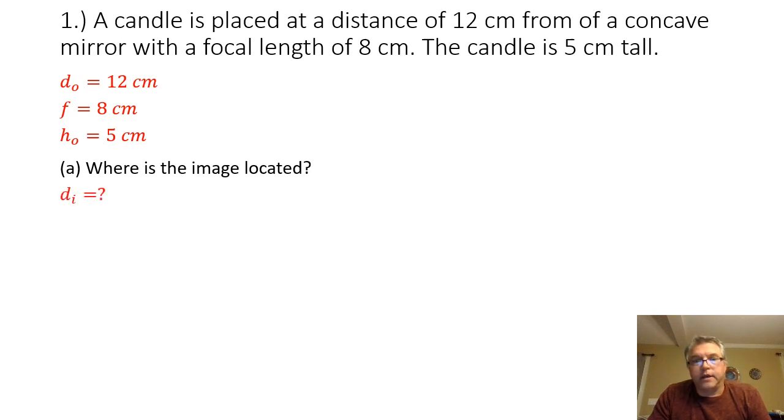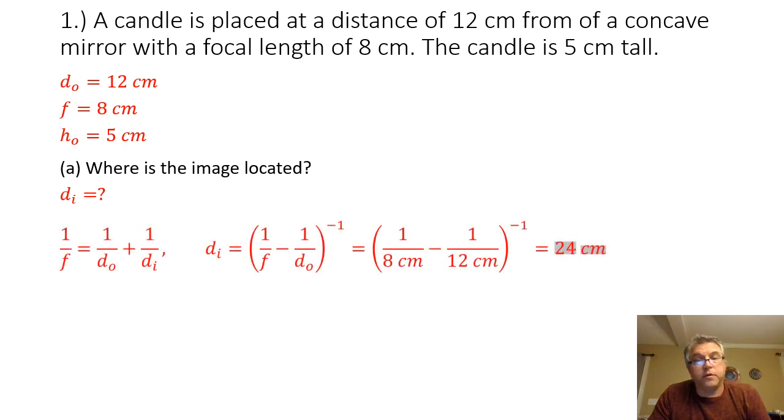To find the image distance, I need to use my mirror equation, the version of the mirror equation that has the focal length in it. When I rearrange this equation to solve for the image distance, I have the image distance is equal to the inverse of the focal length minus the inverse of the object distance. I plug my known values into that equation, and when I do out the math, I should have an image distance of 24 centimeters.